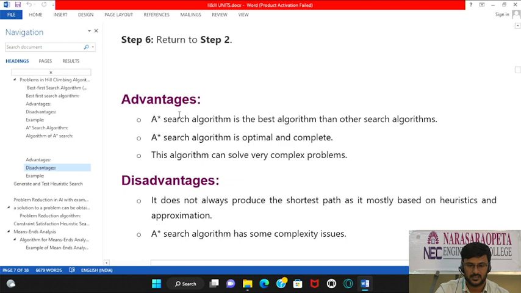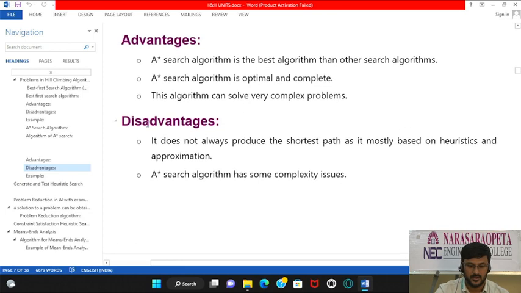What are the advantages? The A-star search algorithm is the best algorithm compared to other search algorithms. The A-star algorithm is optimal and complete. This algorithm can solve many complex problems. What are the disadvantages? It does not always produce the shortest path, as it is mostly based on heuristics and approximation. The A-star search algorithm also has some complexity issues.